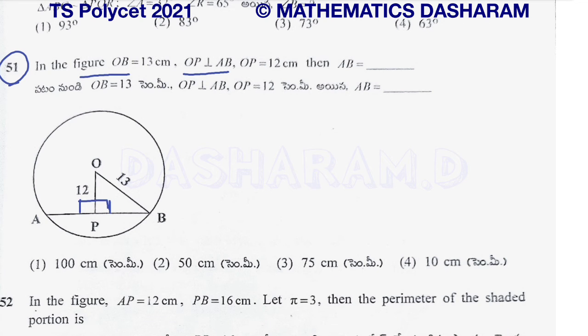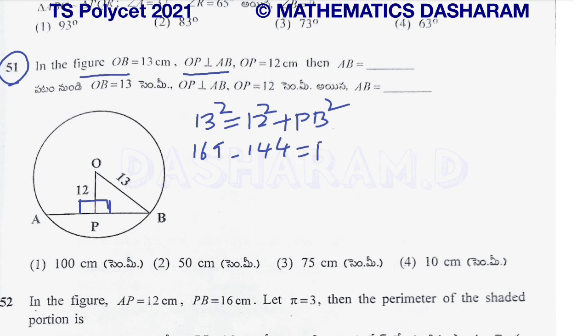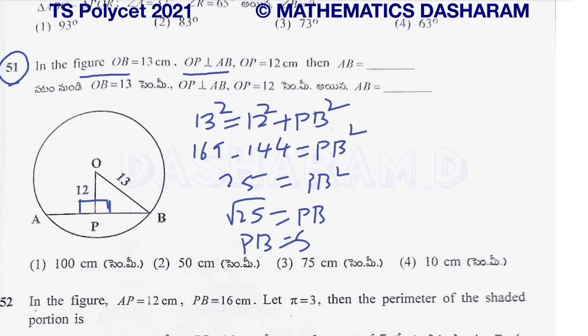First I am going to find out the PB value by using the Pythagoras theorem. So 13 square equal to here OB 13 square, OP 12 square and PB square. 169, 12 square 144, so minus 144 equal to PB square. It is equal to 25, PB square under root 25, PB. Then the PB value 5 centimeters. So here is 5 centimeter. And we know that AP value also same 5 centimeters.